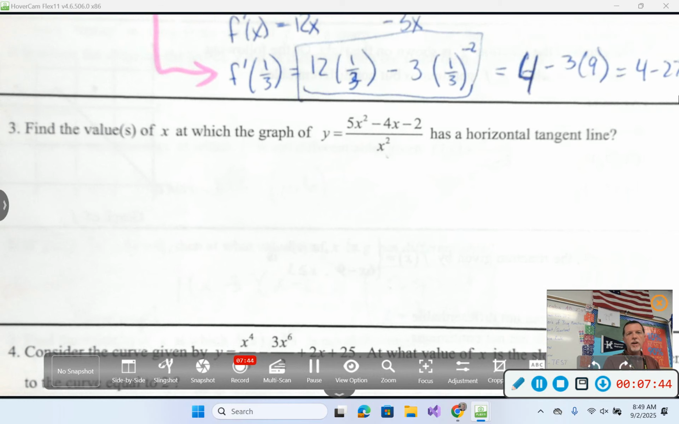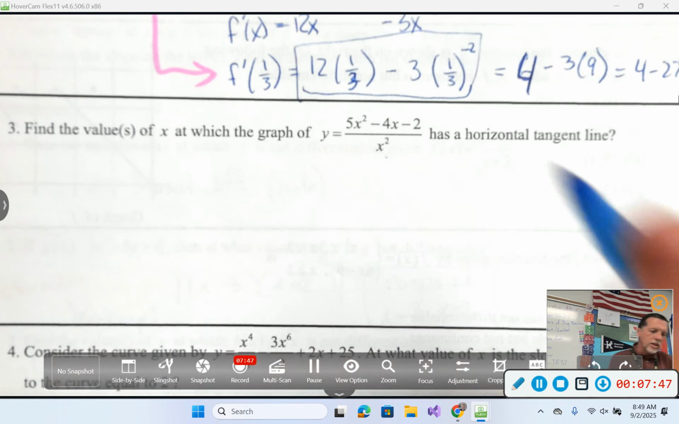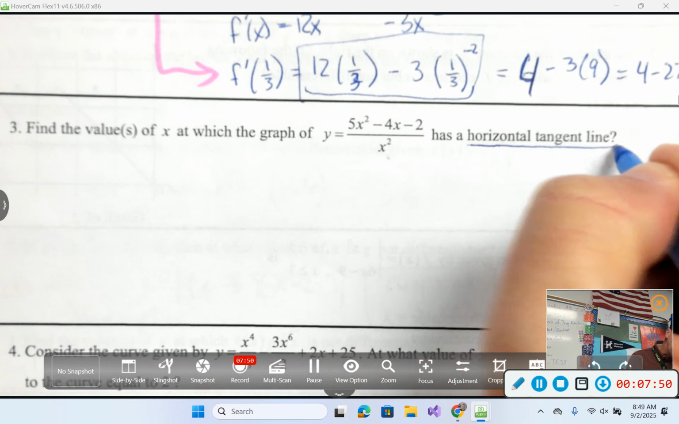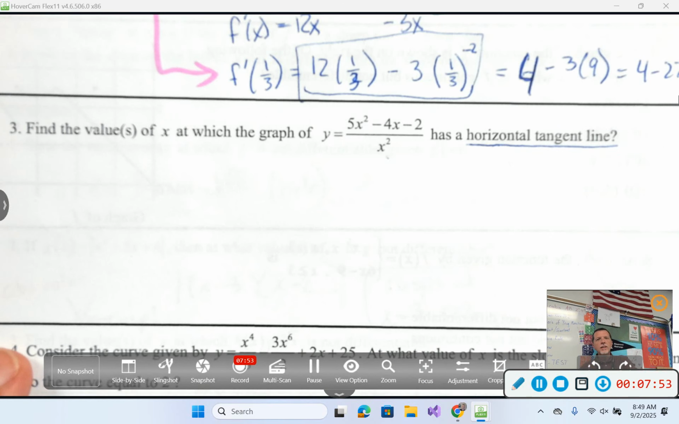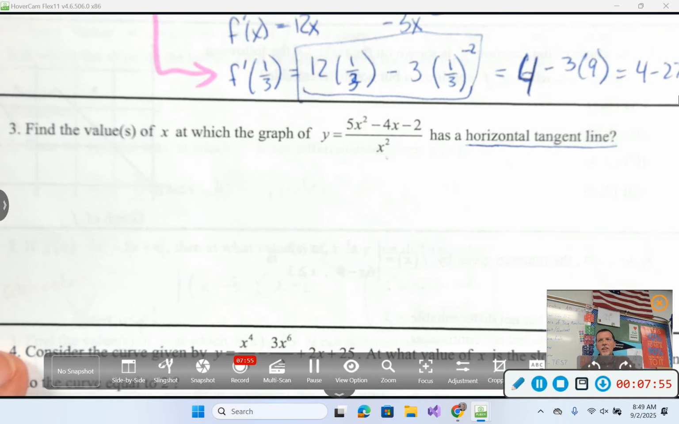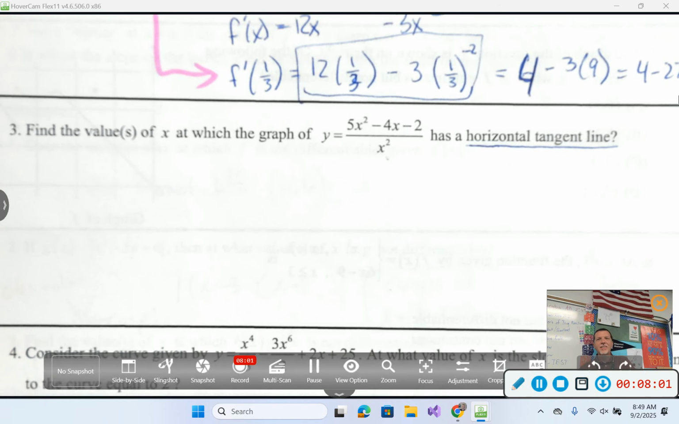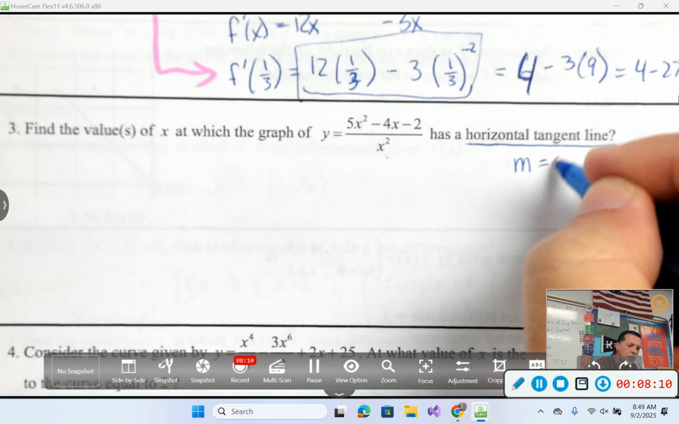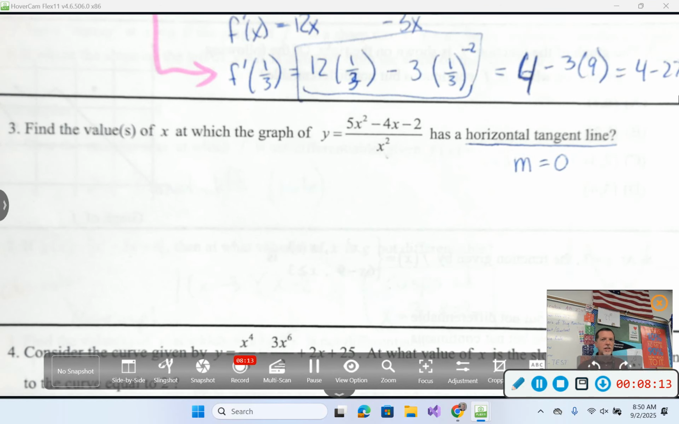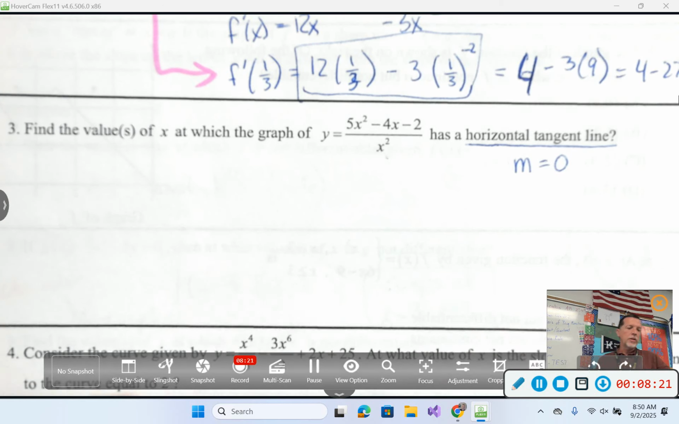Number 3, find the value of x at which the graph has a horizontal tangent line. Horizontal tangent line. How about show me with your arm, what does a horizontal tangent line look like? Ryder going to 2 arms. What's the slope of this line? 0. So I want to know where the slope equals 0. What's the calculus word for slope? Derivative. So I want to find where the derivative equals 0.